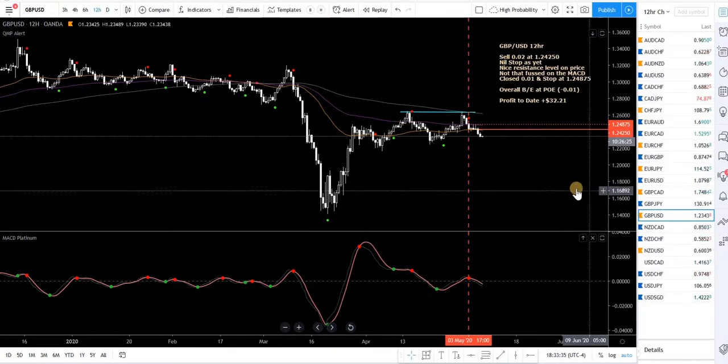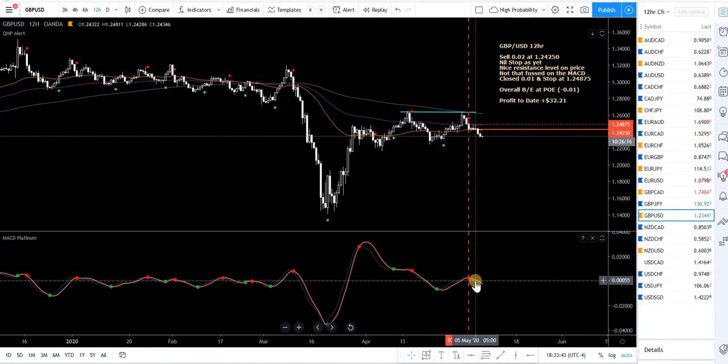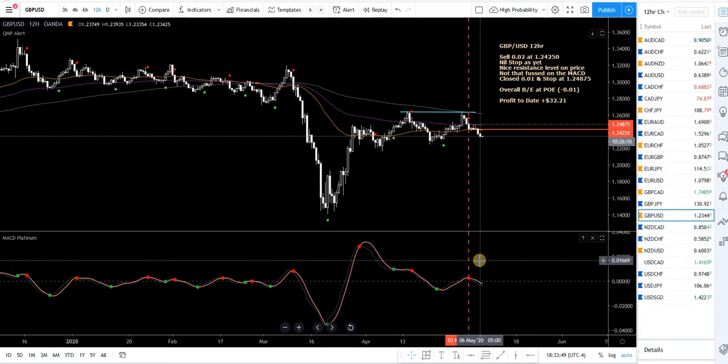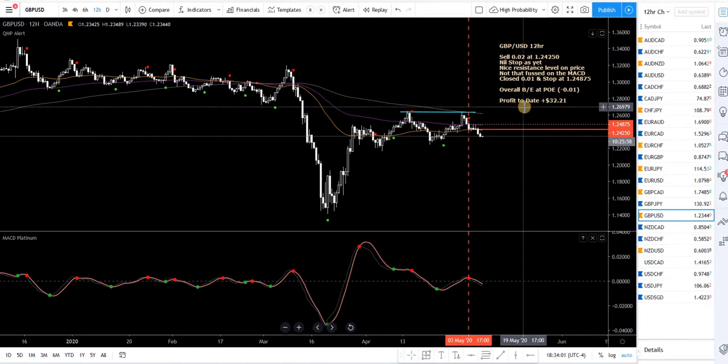Pound USD, in a sell here. Again, like the Pound CAD, I didn't have much wiggle room with the MACD Platinum above the zero level. I gave it one more extra 12 hours, and it's through the zero level well and truly now. So I've closed half, put a stop in place just above these little highs here. I took $13.08 on that first half, and that's been added to the total there.